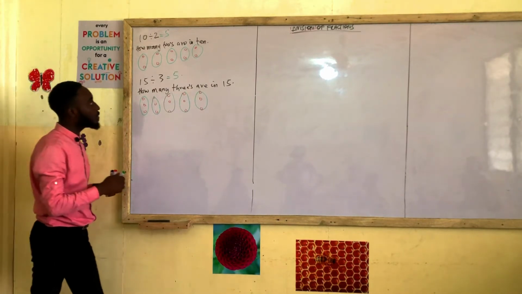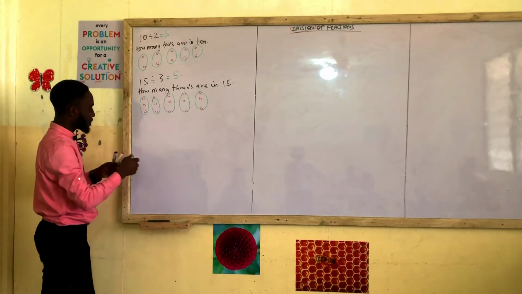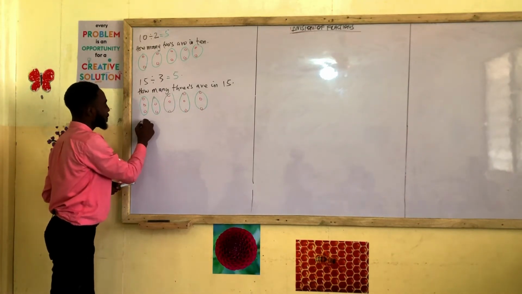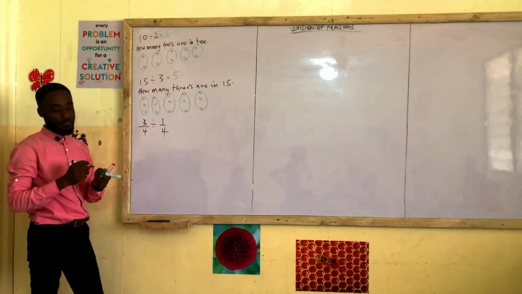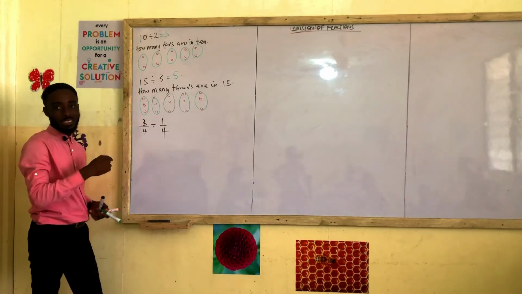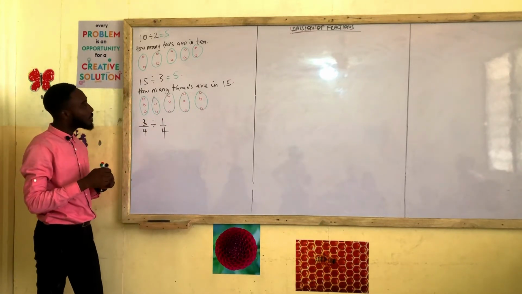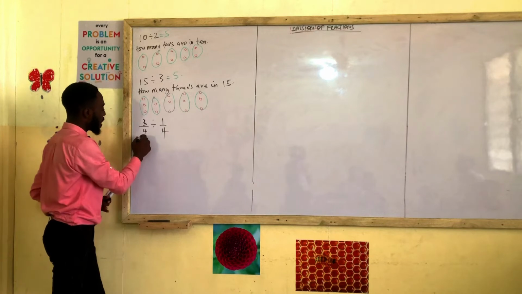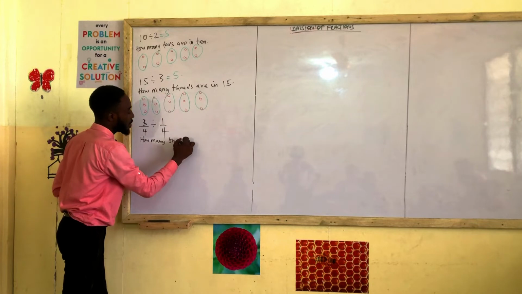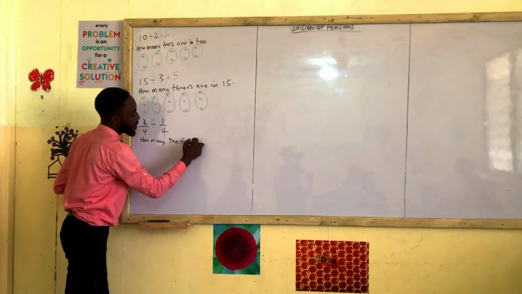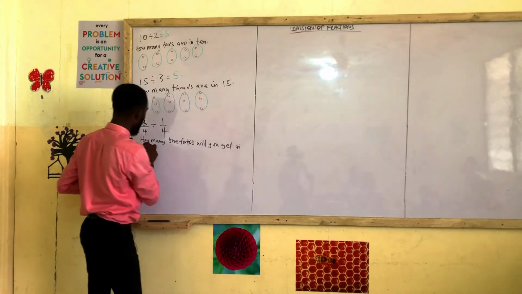Now, what about this? How would you write this if you have 3 out of 4 divided by 1 out of 4? How will you say this question in words? Priscilla? Okay, so how many 1/4 will you get in 3/4?